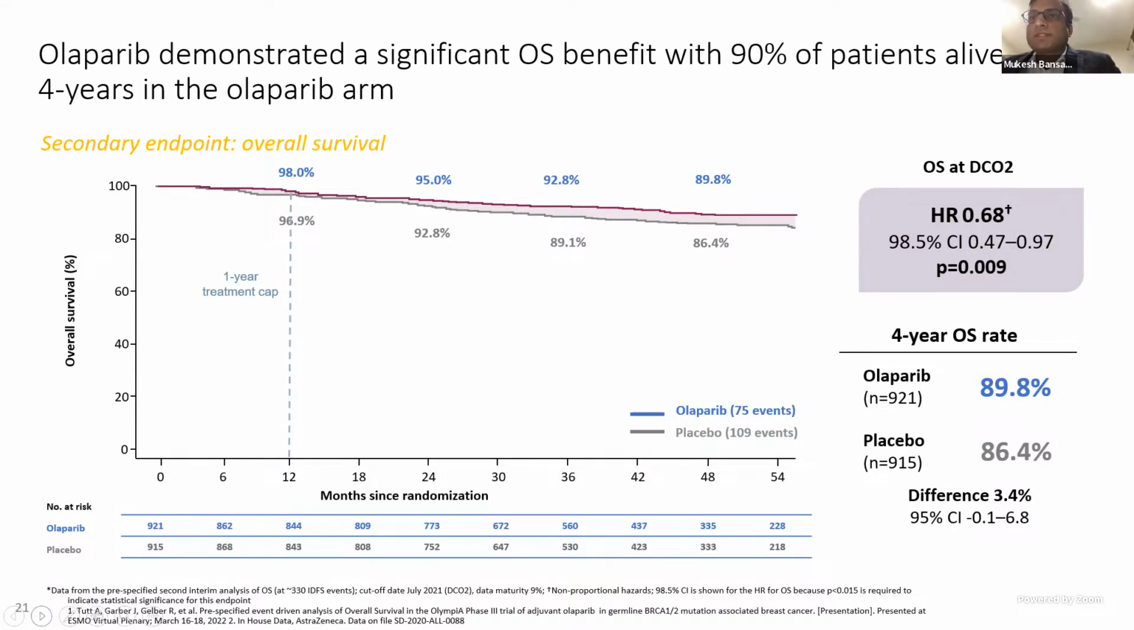Coming to the overall survival, which is usually considered the gold standard in oncological trials, olaparib demonstrated a significant OS benefit with 90% of patients alive at 4 years: 89.8 versus 86.4%, showing a difference of 3.4% at the end of 4 years. The hazard ratio is 0.68, which is significant.